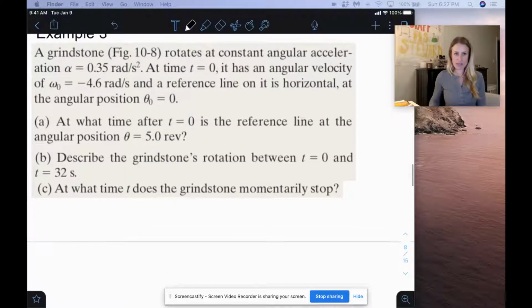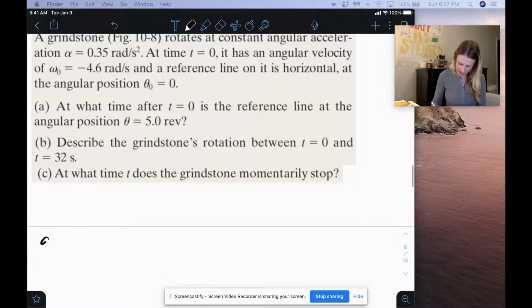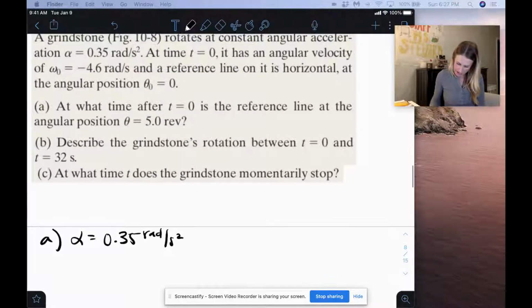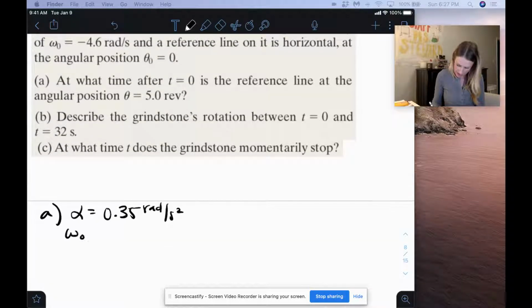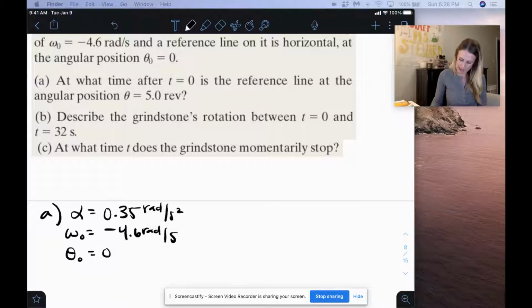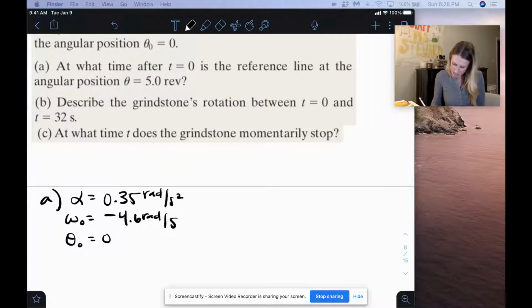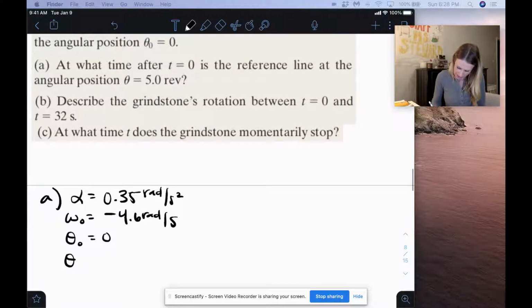So I'm going to write down all my givens first. For letter A, I know alpha, our acceleration, is equal to 0.35 radians per second squared. I know the initial angular velocity is a negative 4.6 radians per second. And I know that our initial angular position is 0 radians. And then for letter A, it says we want to know when our final angular position is equal to 5 revolutions.